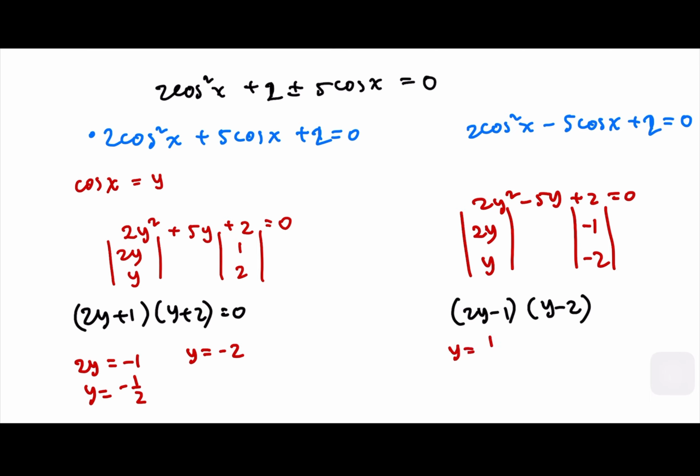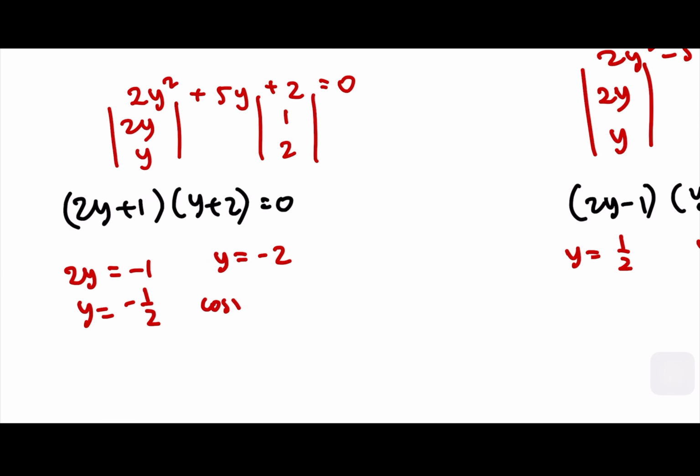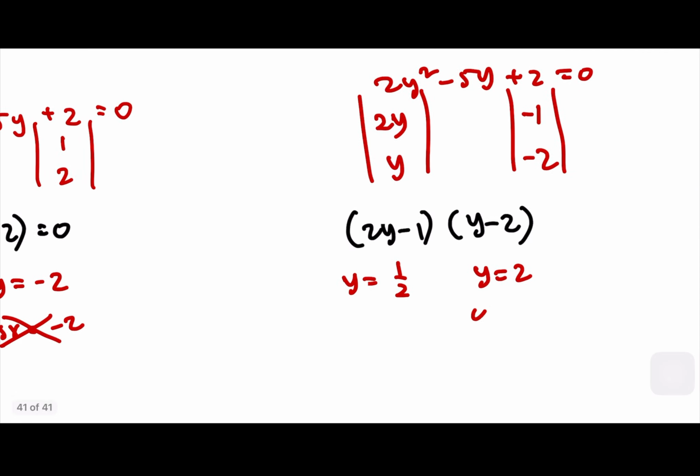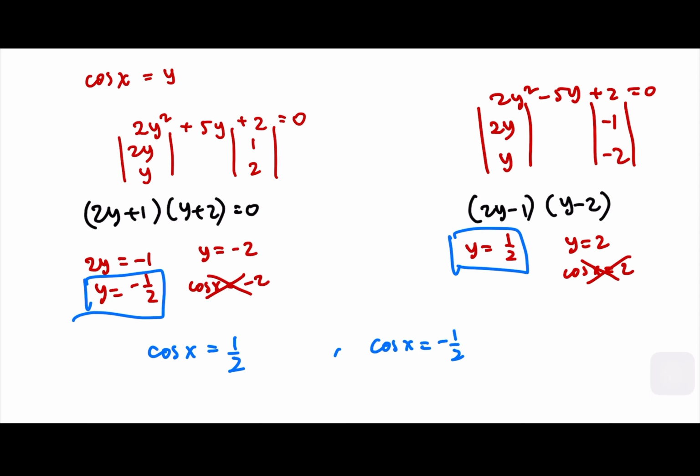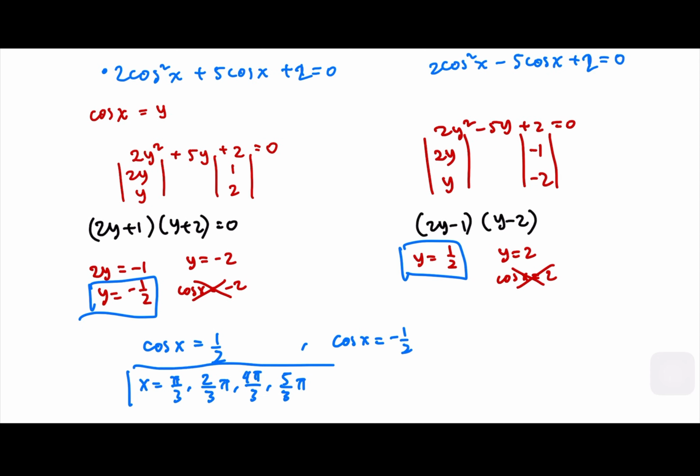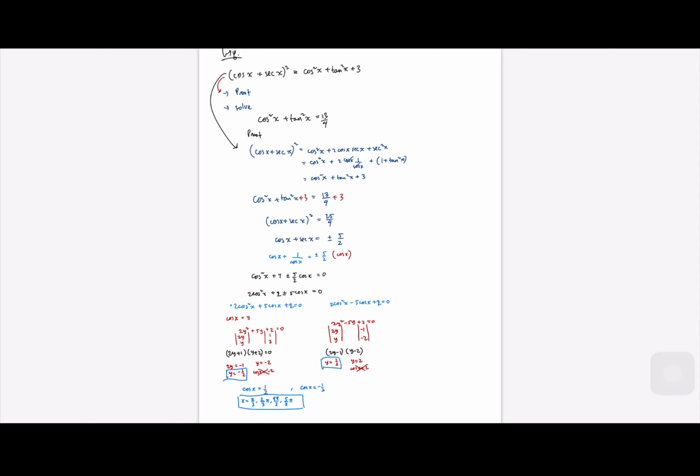This y is positive, of course, because y is cos x. This is impossible, right? And this is also impossible. So we will only take this as our results. That is when cos x is half and when cos x is a negative half. So we will have x is pi over 3, 2 over 3 pi, 4 pi over 3 and 5 over 3 pi. This is when cos is negative half or just positive half. So that's also one example.